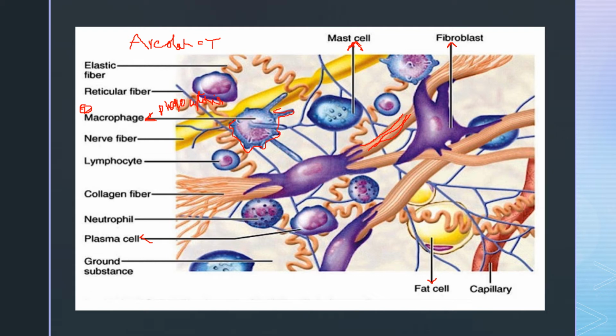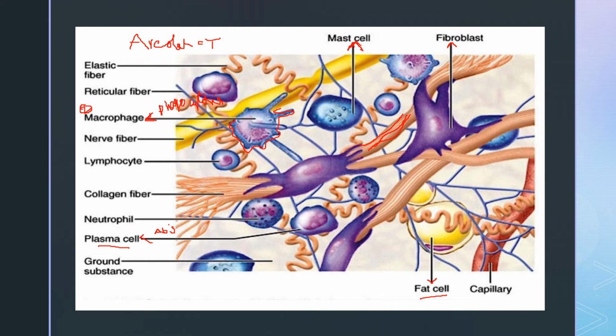And the next type of cells are plasma cells, and on activation they are responsible for producing antibodies. The B cells are differentiated into plasma cells and their function is to produce antibodies. And the next and last type of cells which are present here is the fat cell, also called an adipocyte, which stores fat.